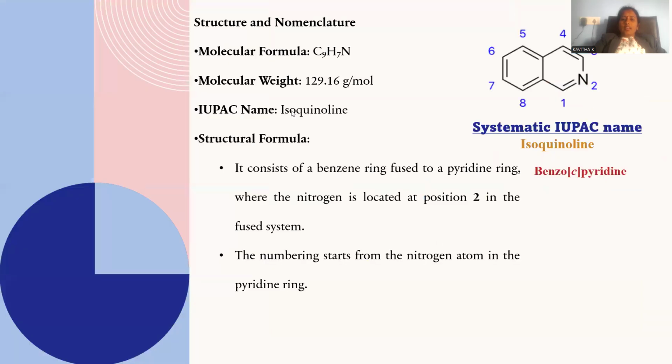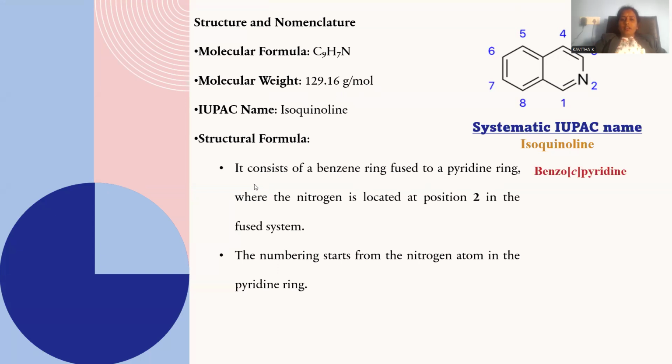The nomenclature is given as isoquinoline itself, and it is alternatively regarded as benzo[c]pyridine, where the molecular formula is composed of 9 carbon atoms, 7 hydrogens and 1 nitrogen as well. If you observe, there are 9 carbon atoms and 7 hydrogens, and the nitrogen is occupying position number 2. It weighs 129.16 grams per mole. This is said to be its molecular weight.